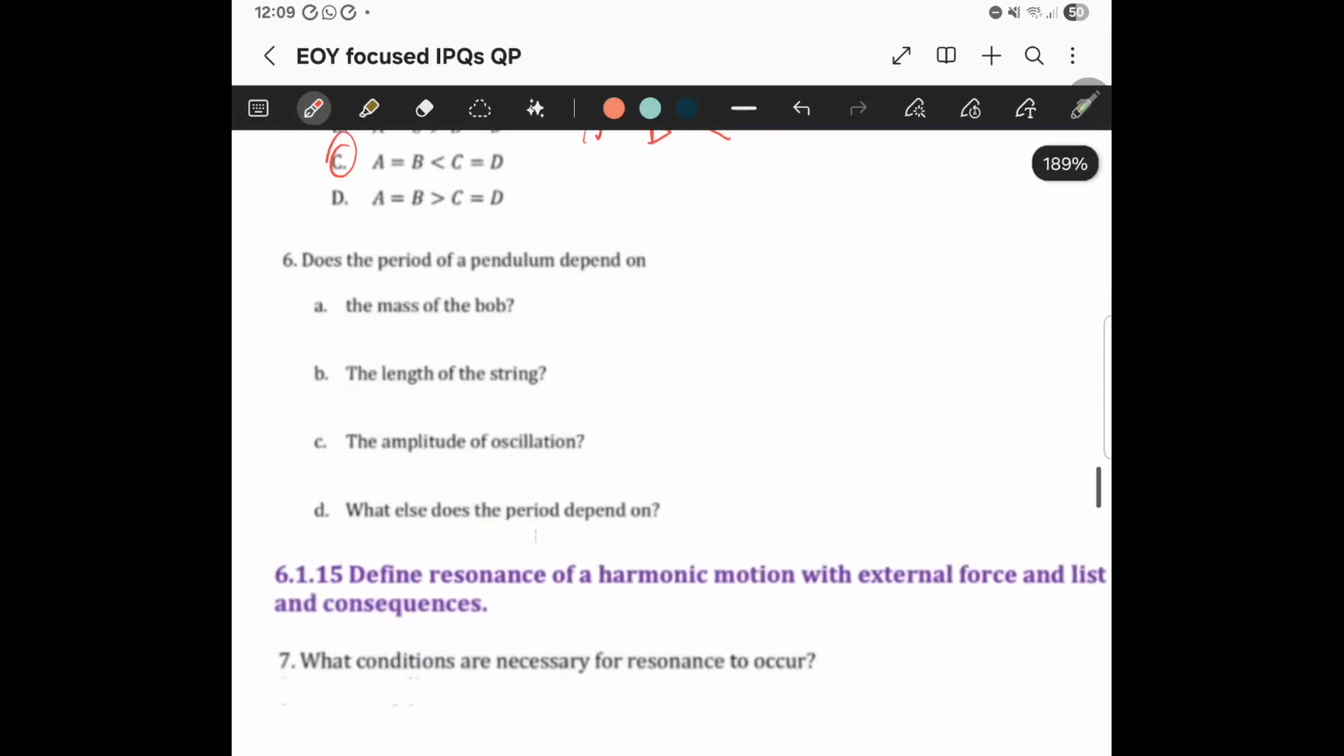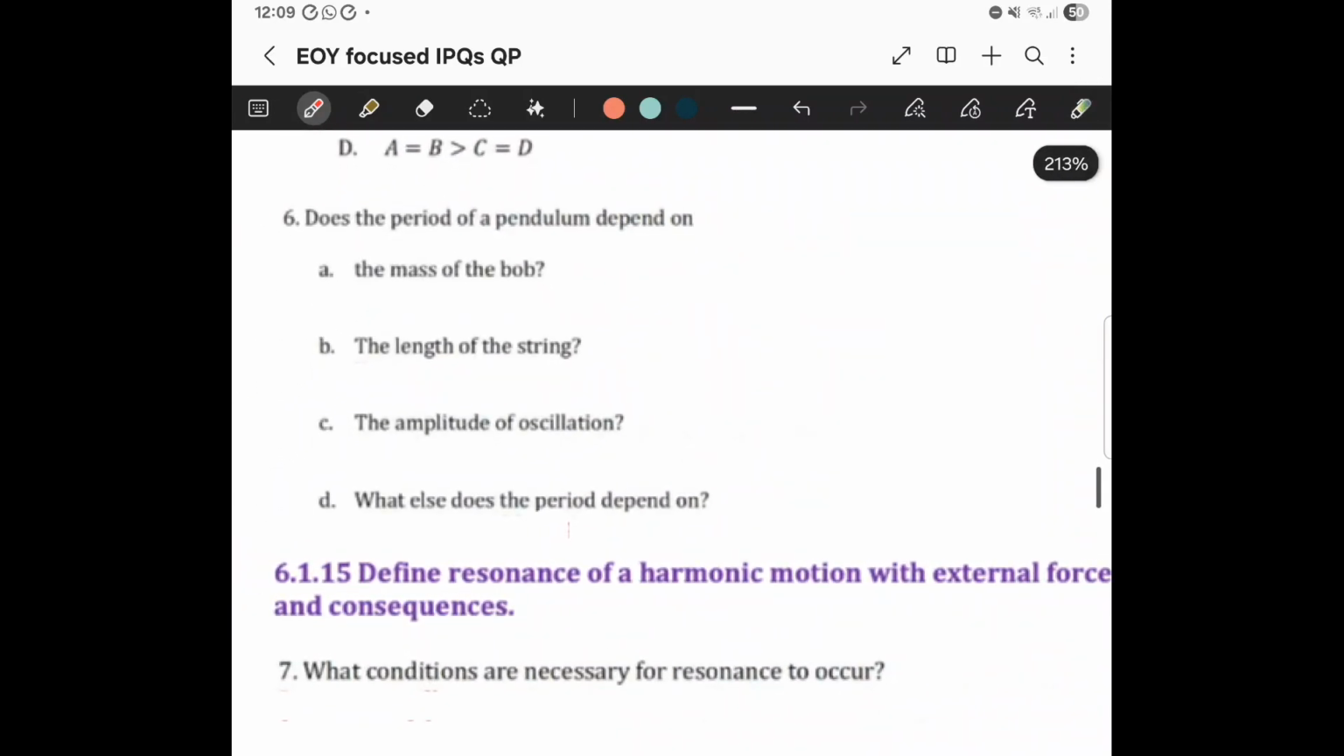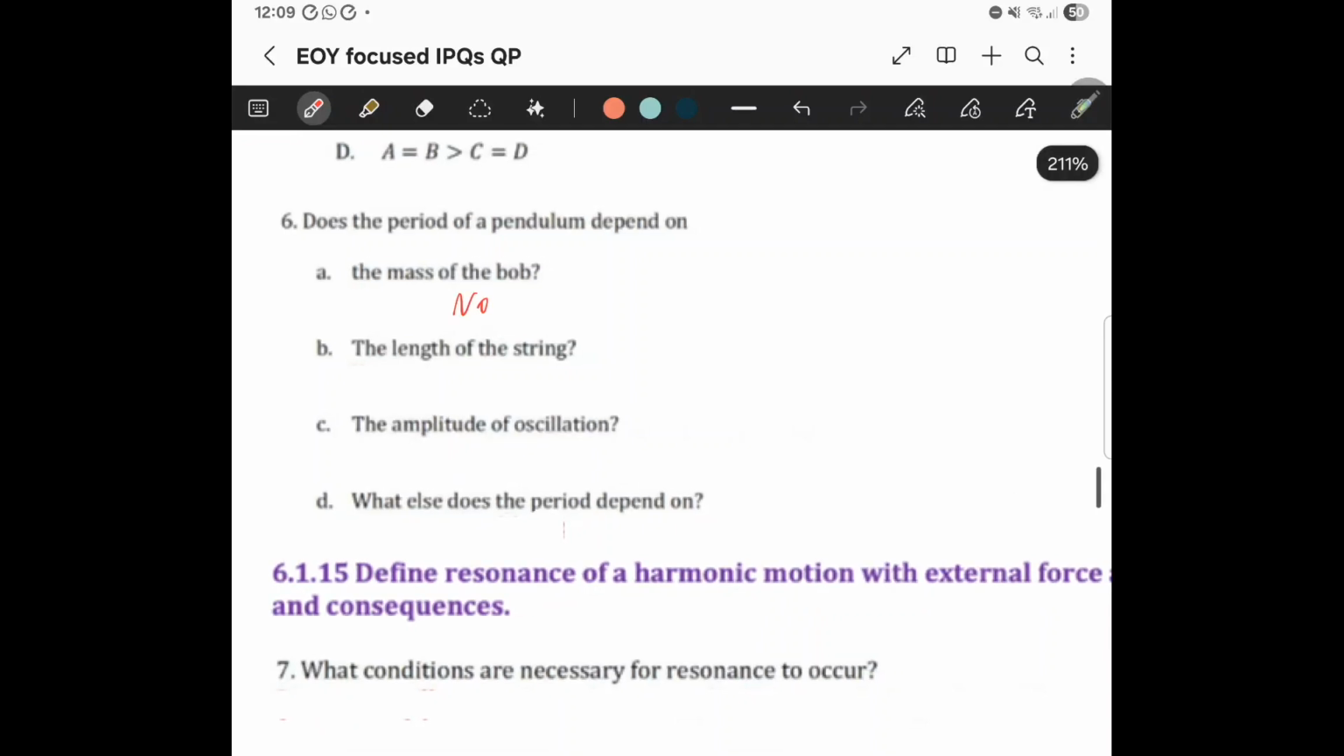Alright, does the period of the pendulum depend on the mass? I've already said that no, it does not. It is not in the formula. It didn't ask to explain why, so I'll just write no. Length, yes, because L is in the formula. It's literally in the formula.